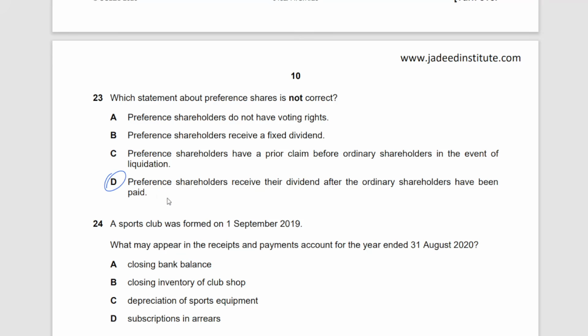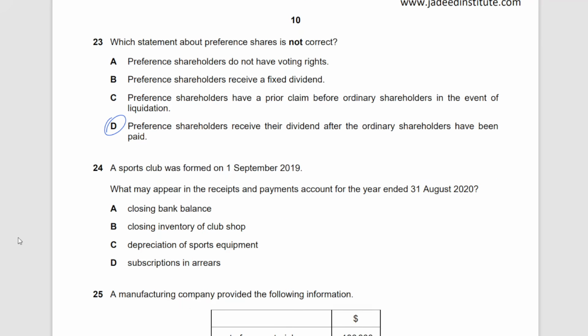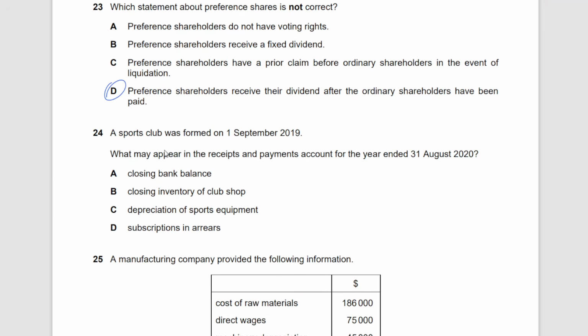Okay, there we go. To some extent, the reason they're called preference shares is because they are preferred over ordinary shareholders when giving dividends. And when business closing down, they're preferred to pay first. Okay, all three options didn't make sense anyway.